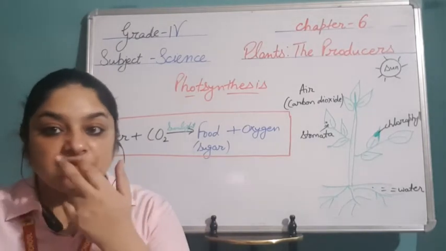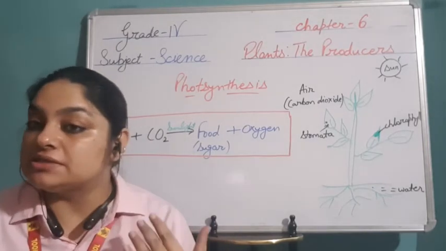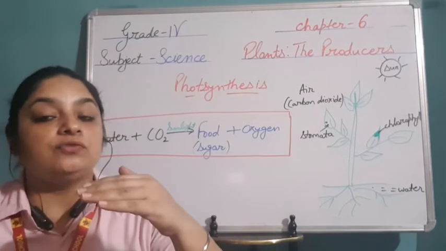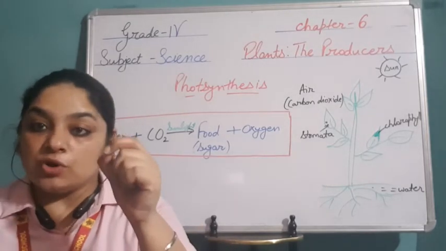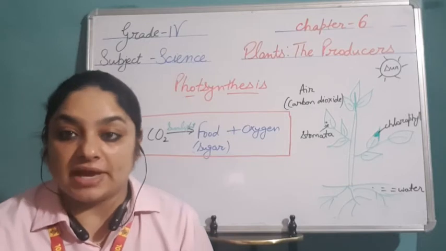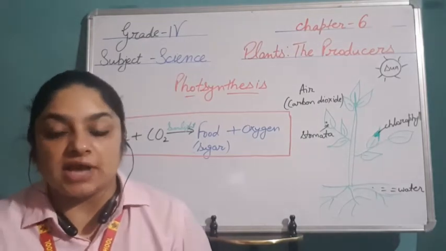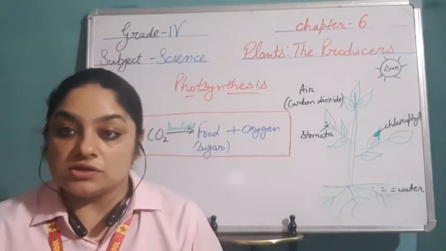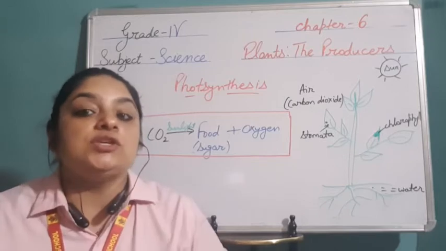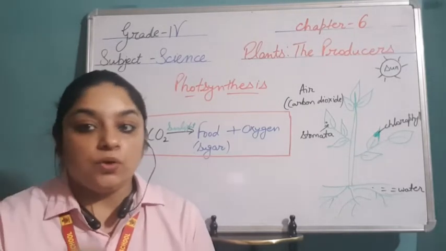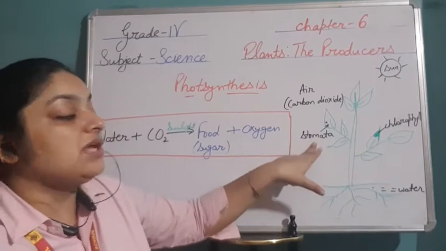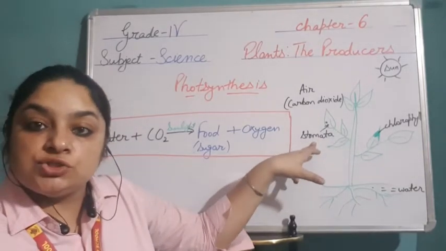For example, we have these nostrils for the exchange of gases. In the same way, on the underside of the leaves, there are small holes for the exchange of gases. Plants breathe in carbon dioxide and they breathe out oxygen. So for this exchange of gases, they have small holes on the underside of the leaves, which are known as stomata.